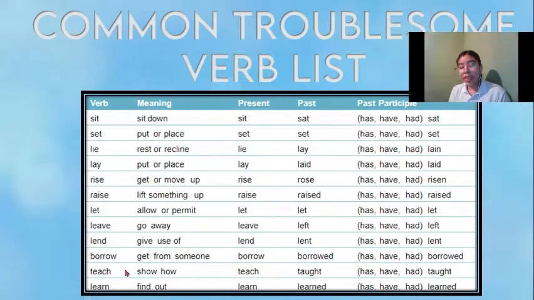Then we have the verb teach, which is to show someone how to do something. The present is teach, the past is taught, and the past participle is also taught. And then we have the verb learn, which is to find out. It basically is the opposite of teach. The present is learn, the past is learned, and the past participle is also learned.